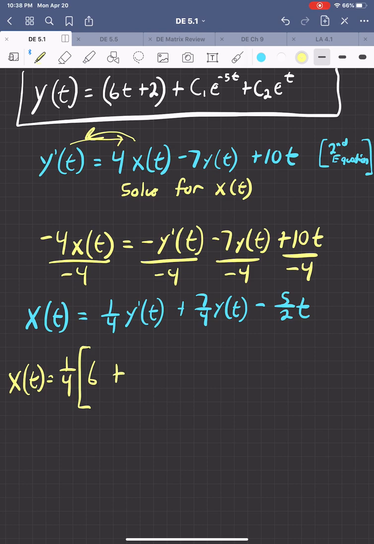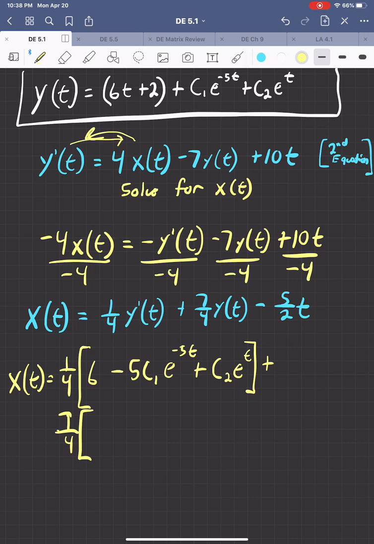And then we have plus, well, actually it's going to end up being minus. The derivative of c sub 1 e to the negative 5t is going to be negative 5 c sub 1 e to the negative 5t. And of course, the derivative of e to the t is just e to the t, so it's plus c sub 2 e to the t. All right, that's going to be plus 7/4. Now there's no work to be done here.